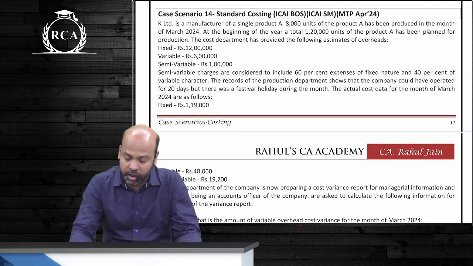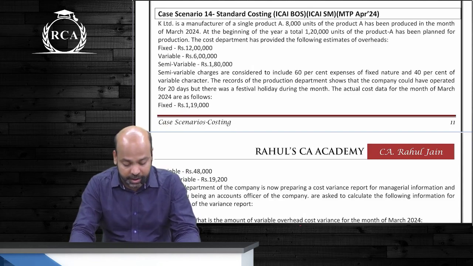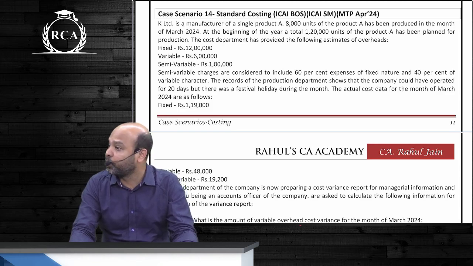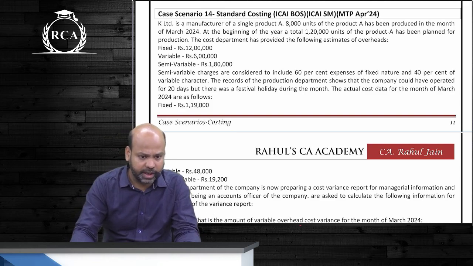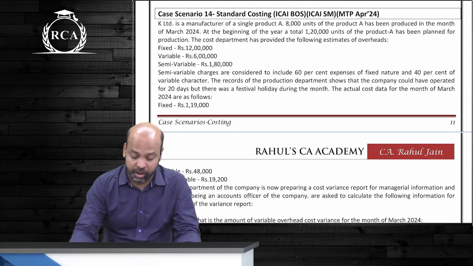The records of the production department show that the company could have operated for 20 days, but then there was a festival holiday during the month, which implies, guys, that the actual number of working days will only be 19 days. This will result in calendar variance. Yes or no, kids? I hope you have all revised standard costing formulas, beta, as I told you the other day. Karke aana revise.